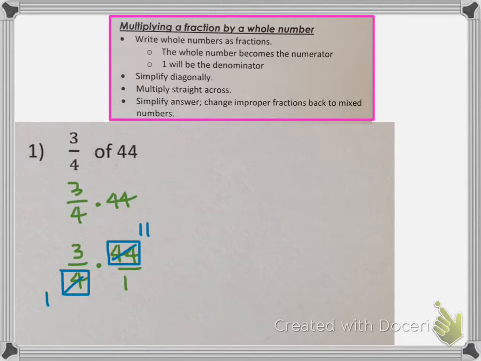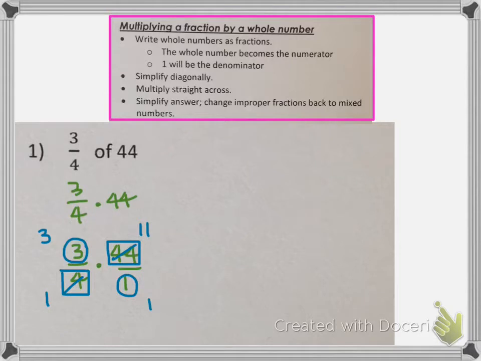Now I need to look at my other diagonal pair. I have 3 and 1, and I need to ask myself the same question. Is there any number other than 1 that can go evenly into both 3 and 1? And the answer for this diagonal pair is no. There is no number other than 1 that goes evenly into both numbers. So I'm just going to go ahead and write the same numbers outside of my little bubbles.